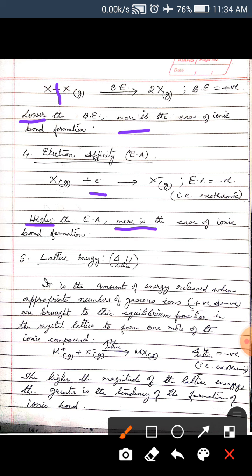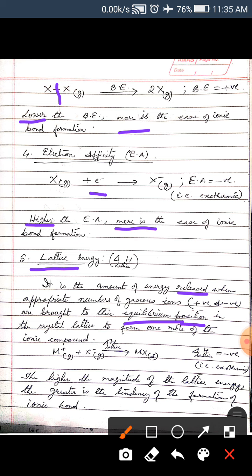So when the positive ion and the negative ion come closer due to the force of attraction, a lot of energy is released during the process, and that energy is called lattice energy. It is the amount of energy released, again remember, when an appropriate number of gaseous ions, positive and negative, are brought to their equilibrium position. That means there is a minimum distance by which they can be brought closer. You cannot make them touch one another, because in that case they will suffer repulsion.